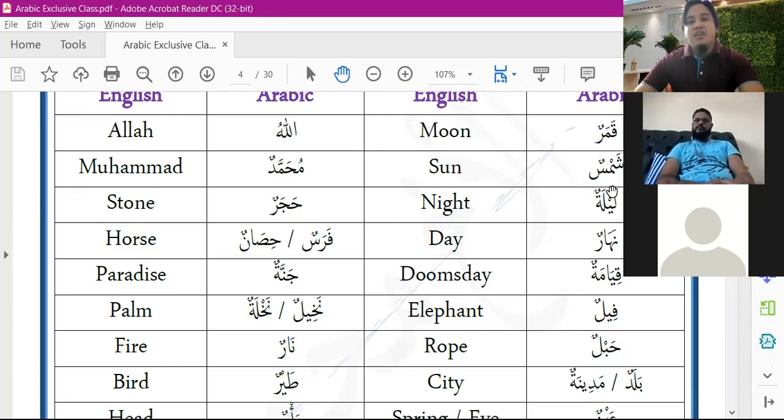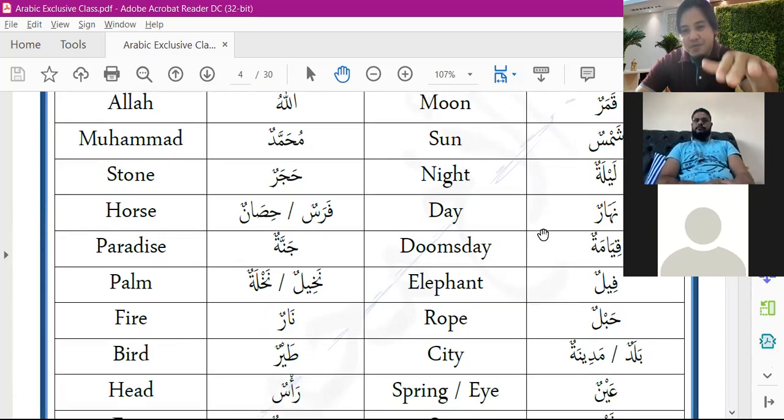So for any of these words, if you have some clarifications and questions, you are free to ask, inshallah, before proceeding to the next one. Or maybe you have some suggestions, you can tell me, inshallah.